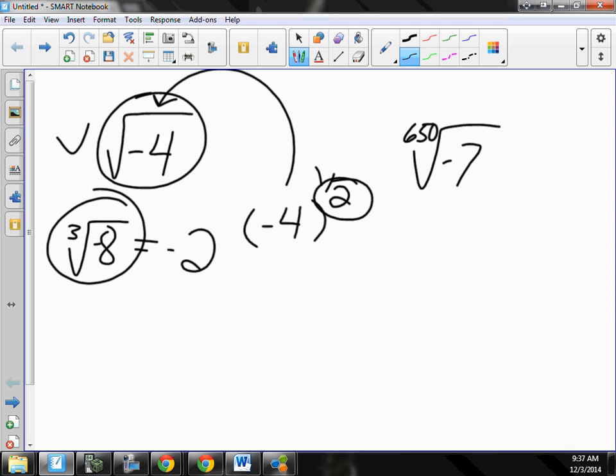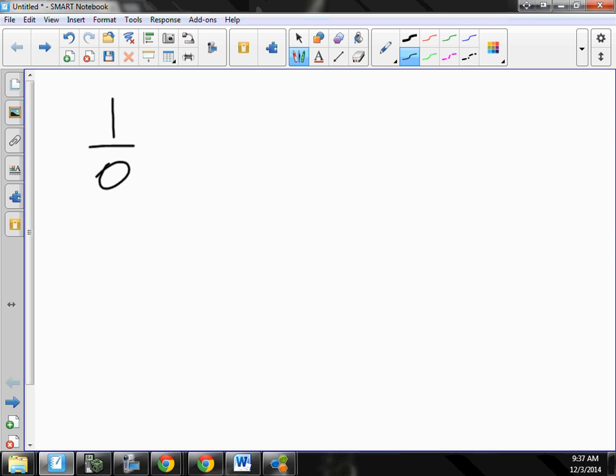Okay? What about this? That will give you an error. Now, in algebra, it gives you an error. In calculus, this is a perfectly acceptable number. What is 1 over 0? It's not 0. It's not imaginary. It's also not real, meaning it's not on the number line.